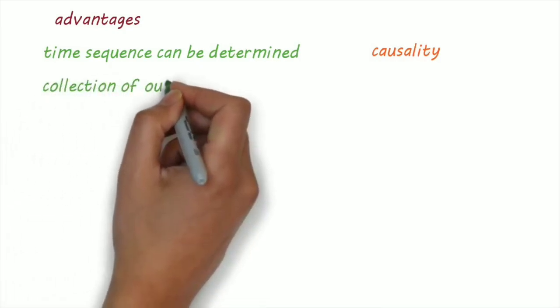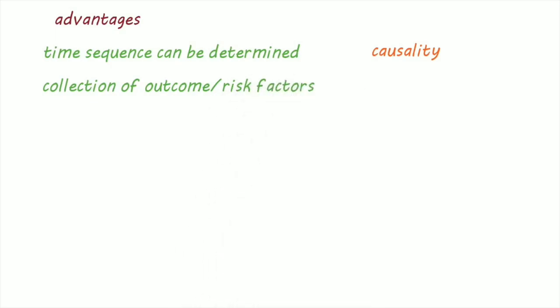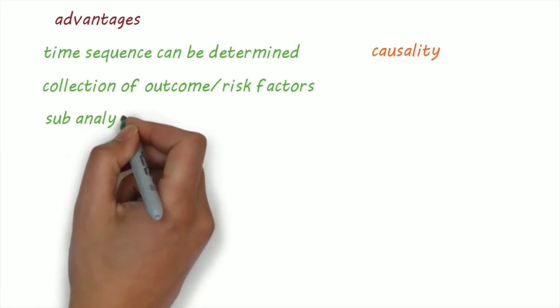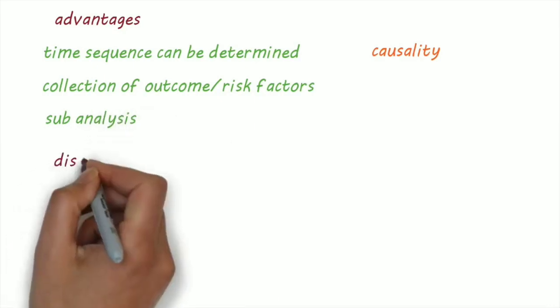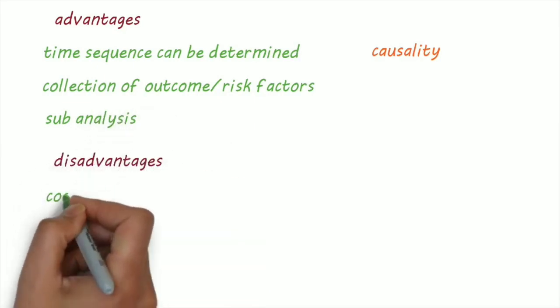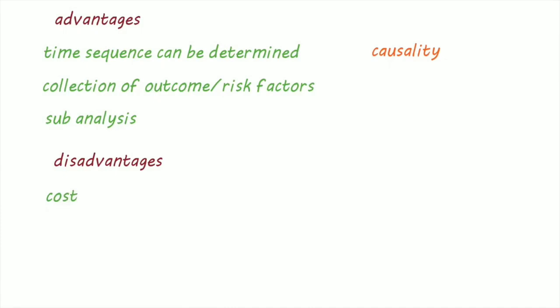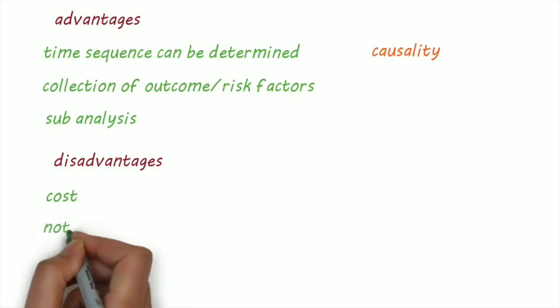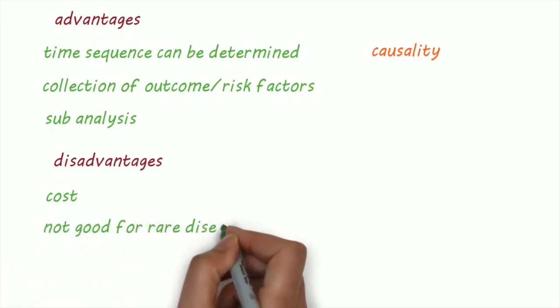Another advantage is that information about several different outcomes and risk factors can be collected at the same time. This allows for sub-analysis to be conducted on the data. A disadvantage of cohort studies is the high cost, as they can involve a large number of people being followed over a long period of time. They're generally not suitable to study rare diseases.